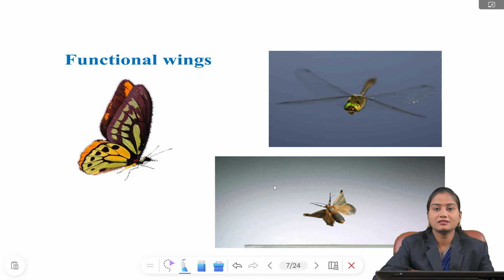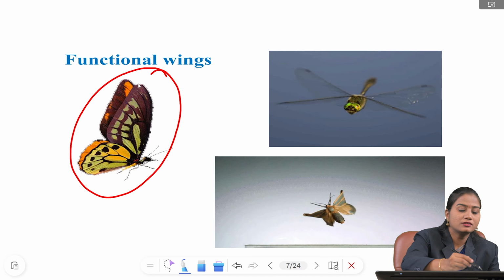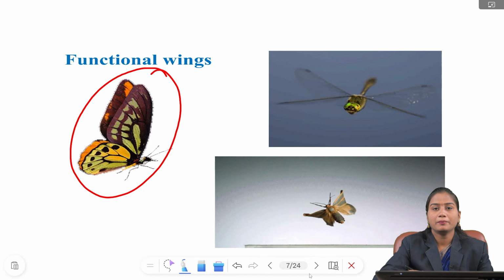The next character is the functional wings. Insects have two pairs of functional wings on the mesothorax and metathorax. These functional wings are helpful in their capacity for flight, and they help in locating areas for food, shelter, mating, and also oviposition.